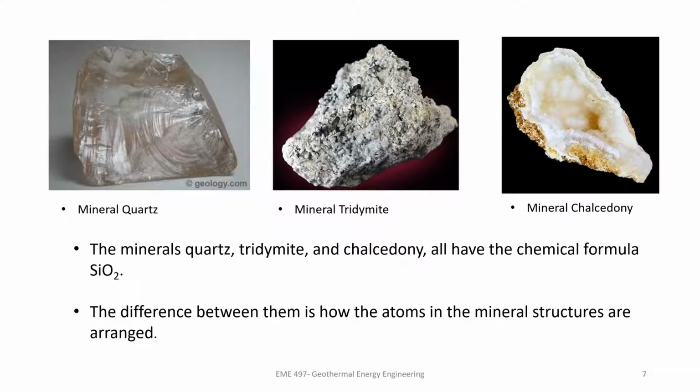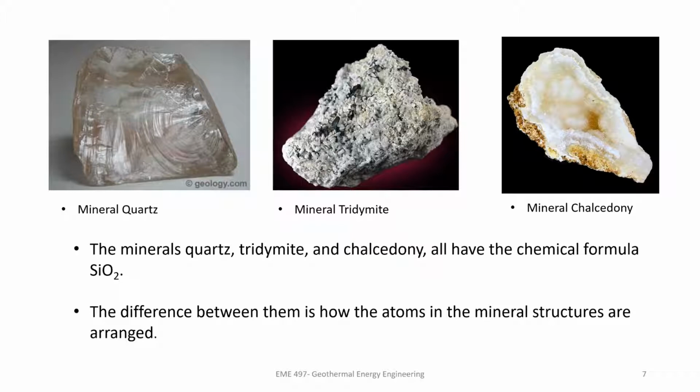An example of this would be the minerals quartz, tridymite, and chalcedony, all of which have the same chemical formula of silicon dioxide, SiO2. These three phases are the system we will consider. The difference between them is how the atoms in the mineral structures are arranged, similar to carbon, diamond, and graphite. This leads to differences in appearance and properties, as you can see in the images.